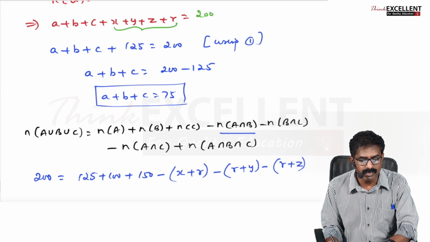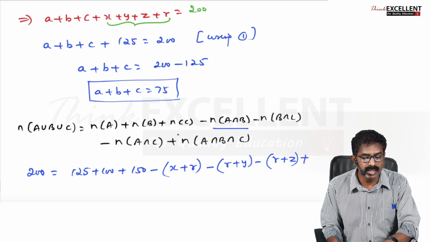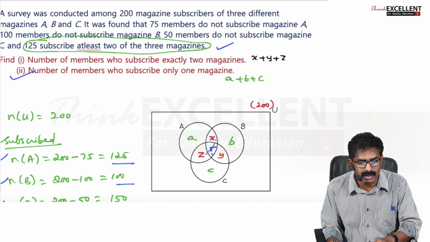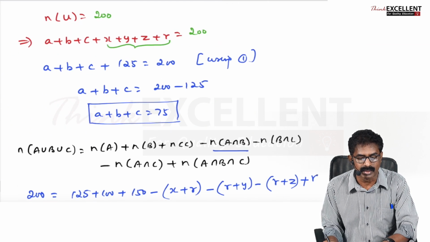Then finally we have plus N of A intersection B intersection C. What is that? All the three together. A intersection B intersection C means this portion. What is that? R is there. So plus R. This is what we have.